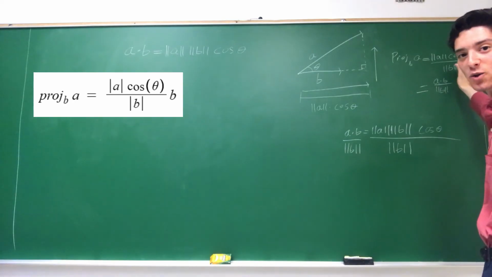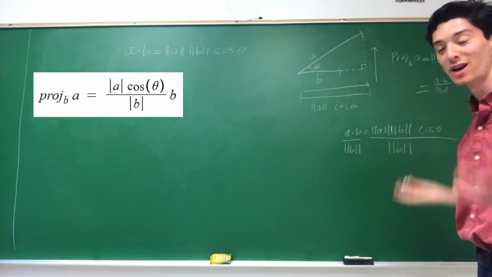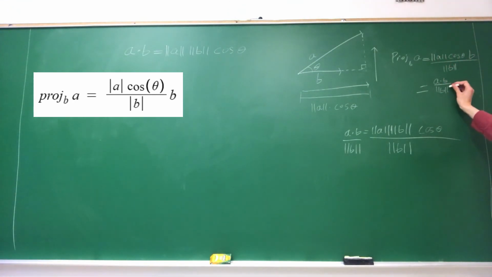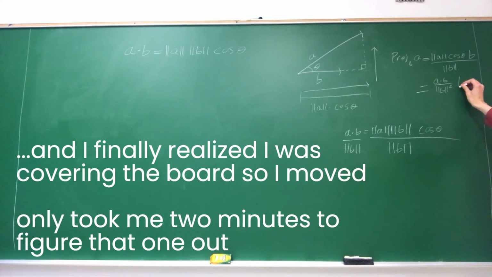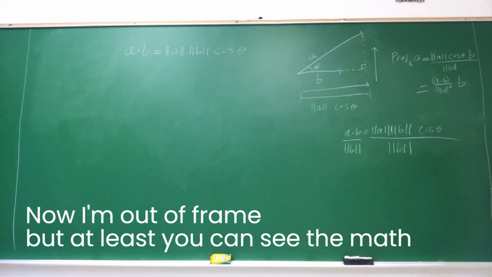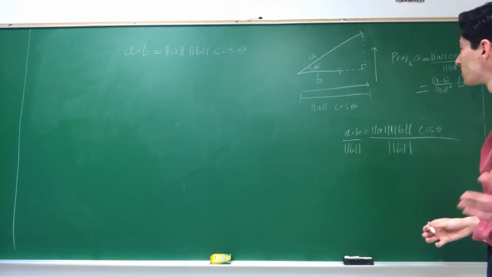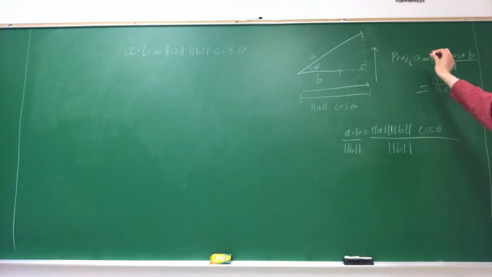And then we also have our magnitude of B in the denominator already, so we square that. And then we multiply by our vector B. And this is the way that, using dot products, we can describe the projection of A onto B.